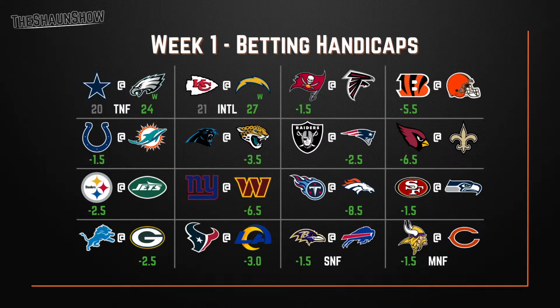Next we got San Fran, 1.5 points at Seattle. A lot of people are taking Seattle here on this one. I'm going to stick to my guns and go with San Fran, 1.5 points. Green Bay, 2.5 points over the Lions. What are we going to do here? I'm just going to stick with my guns, go with Green Bay. Could come down to a 1-point game. Probably going to be a field goal. Taking Green Bay, 2.5 points.